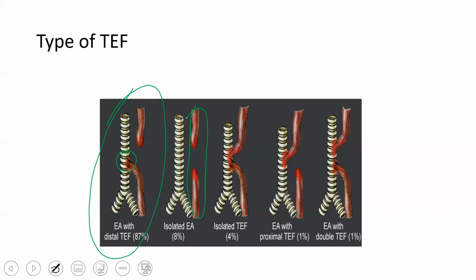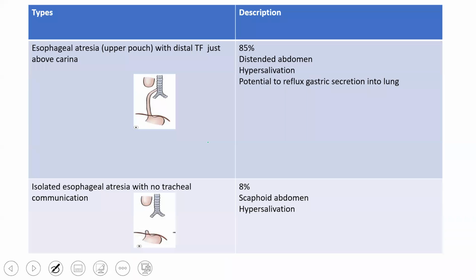Isolated, just atresia, there's no fistula. And then you have the H type, and then the remaining parts. Let's talk about each one separately. The most common type, we said, the esophageal atresia, the upper pouch, with the distal tracheoesophageal fistula, that's up to 85%. Those cases, because they have the fistula, they might present with abdominal distension. Typical presentation, hypersalivation, and potentially the gastric contents, if the baby has bad reflux, can come back and go to the lung.